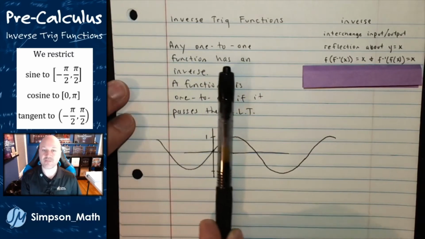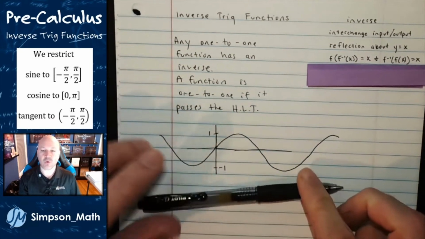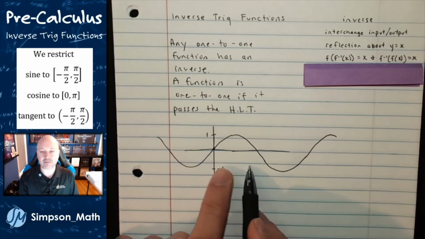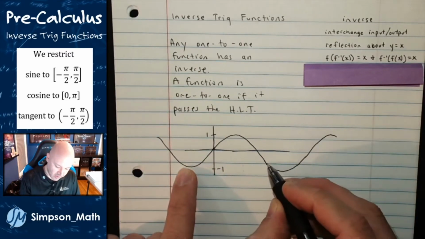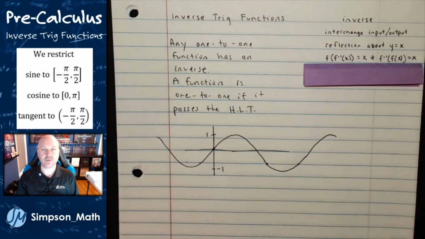And yes, this is a function. It does pass the vertical line test. But as soon as I try to do a horizontal line test, we've got a problem. In fact, this blue line right here, I already see 1, 2, 3, 4. There's going to be an infinite number of points there. So this is not one-to-one.